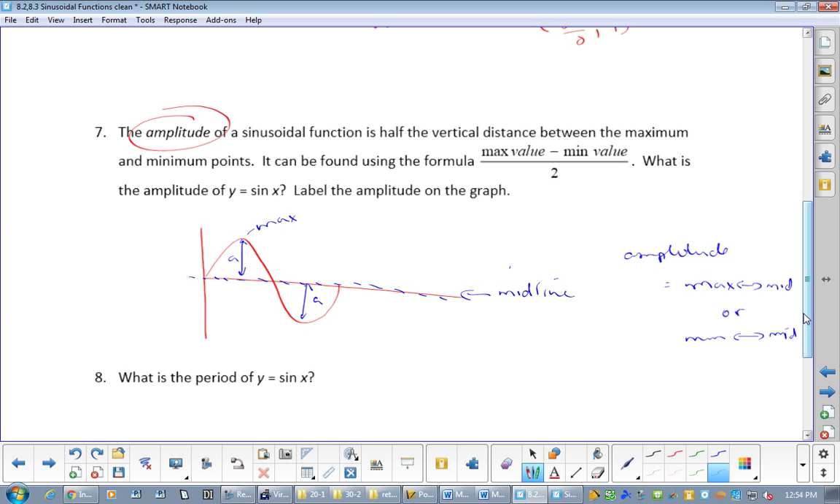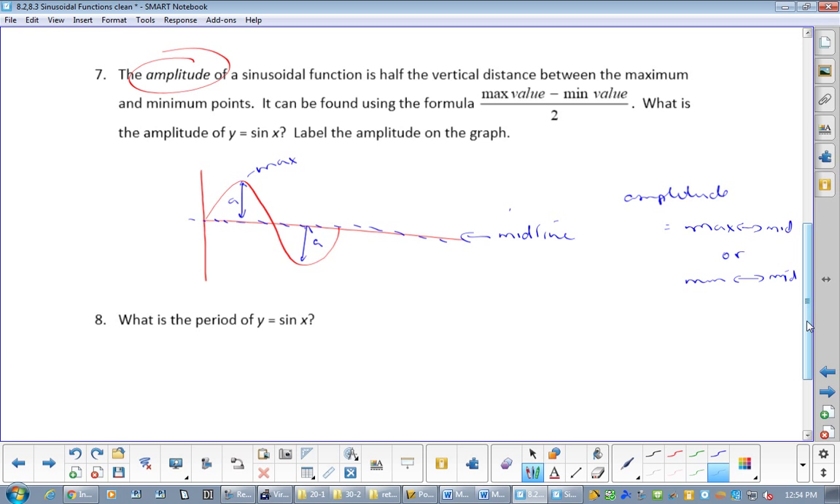Now there is a mathematical way to do it, and that is this formula right here. It's max value on the graph minus min value on the graph divided by 2. Now, in a sine graph, what's the amplitude? How high? 1, isn't it?